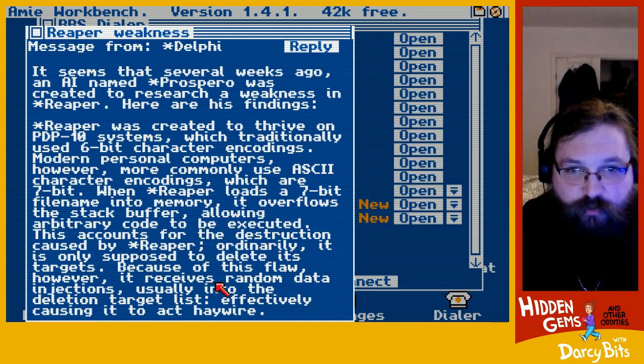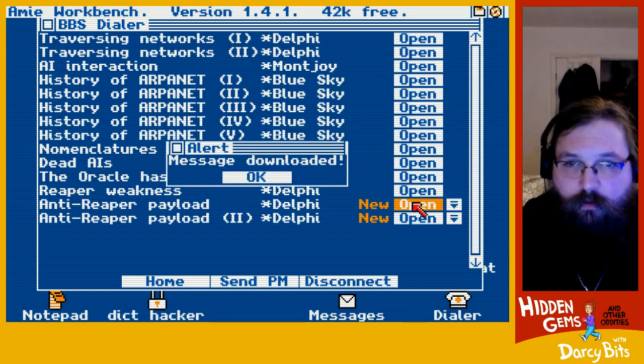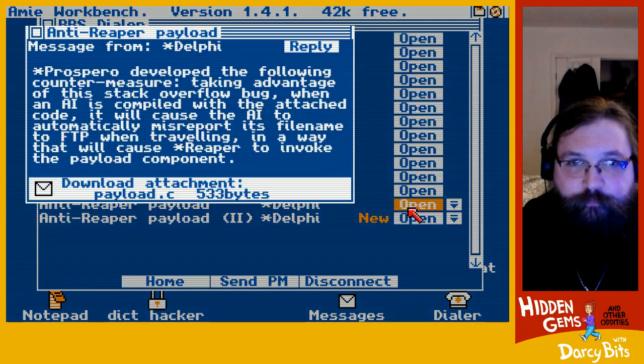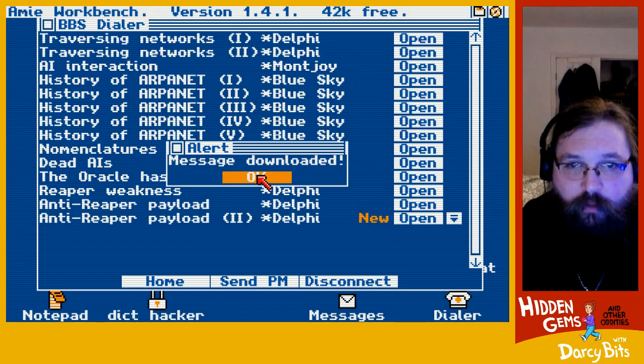Ordinarily, it is only supposed to delete its targets. Because of this flaw, however, it receives random data injections, usually into the deletion target list, effectively causing it to act haywire. Okay. Anti-Reaper payload. Prospero developed the following countermeasure, taking advantage of this stack overflow bug. When an AI is compiled with the attached code, it will cause the AI to automatically misreport its file name to FTP when traveling in a way that will cause Reaper to invoke the payload content. Ooh, hello. Download that, yes.